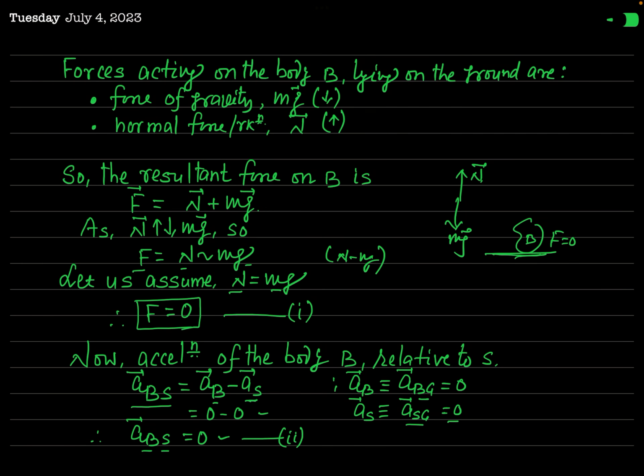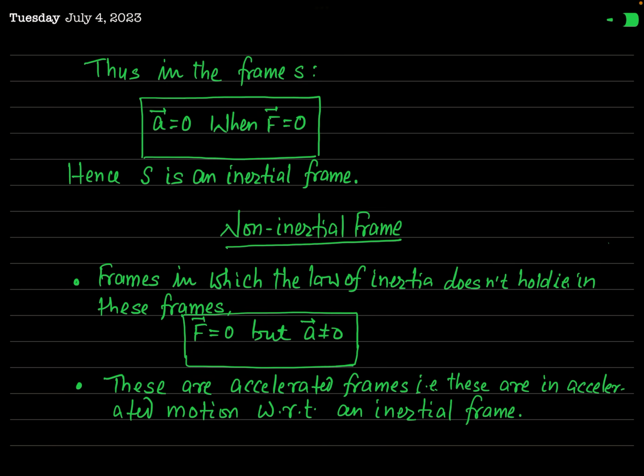We have already assumed that no force is acting, or the resultant force on the body is zero. So what happens in this frame S? What will the observer of this frame S observe? If you ask the observer of frame S whether his frame S is an inertial frame or not, he will say definitely my frame S is an inertial frame. Why will he say like this?